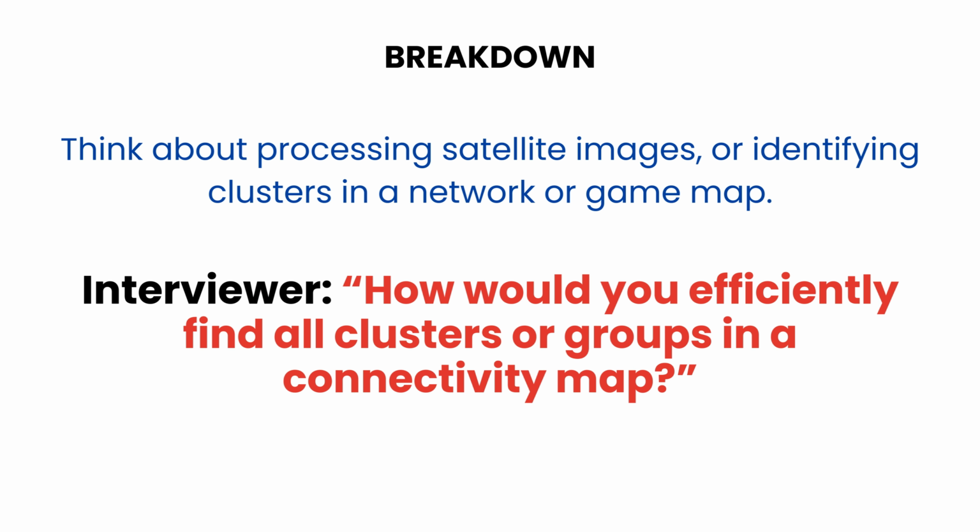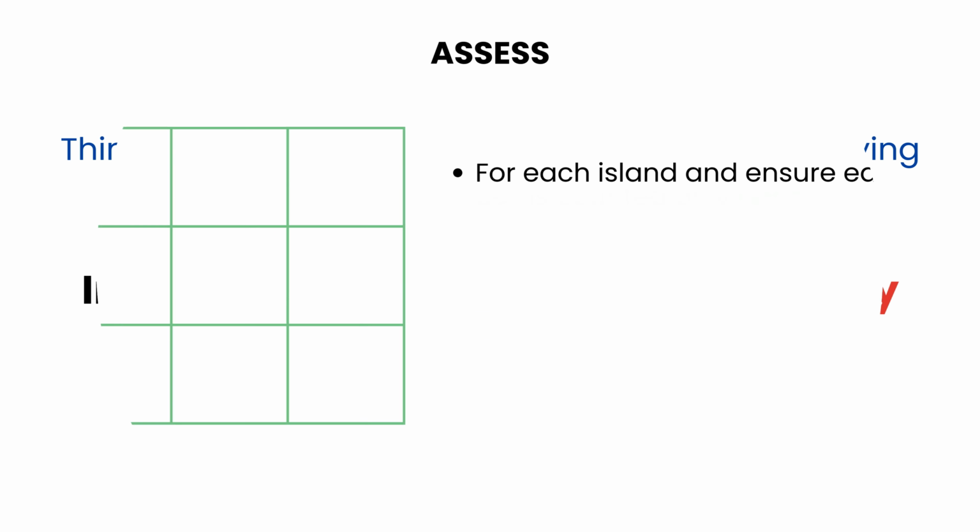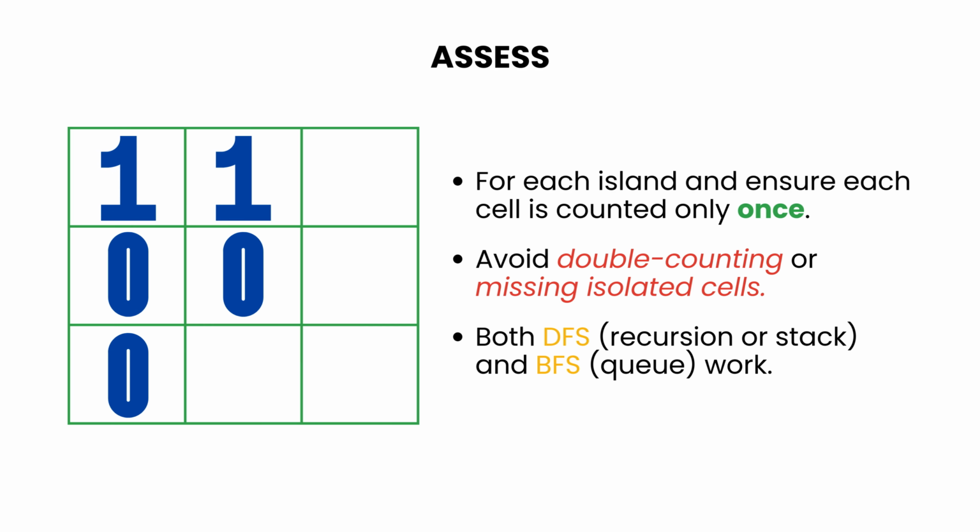Think about processing satellite images to count disconnected land masses, or identifying clusters in a social network or a game map. Interviewers might ask, how would you efficiently find all clusters or groups in a connectivity map? What's tricky? You must explore all connected ones for each island and ensure each cell is counted only once. Need to avoid double counting or missing isolated cells. Both DFS, recursion or stack, and BFS, queue, work, but you must mark cells as visited.